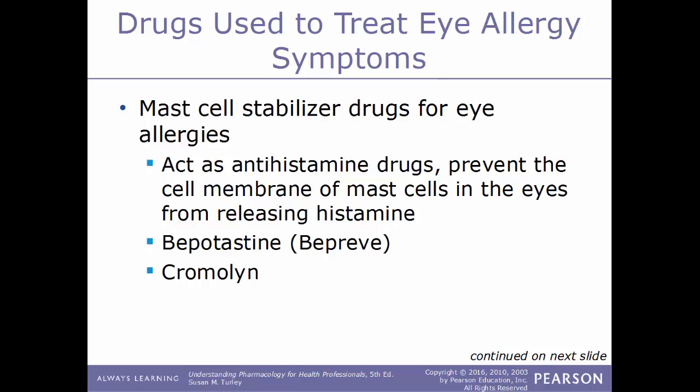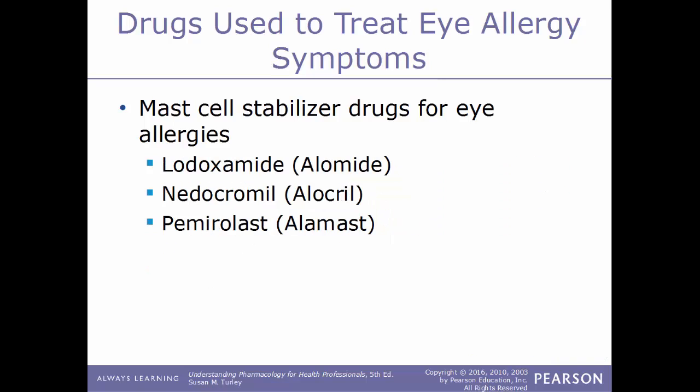Another type of drug that would be used to treat eye allergies are mast cell stabilizer drugs. And these act as antihistamine drugs because they prevent the cell membrane of the mast cells within the eyes from releasing histamines. Some examples of this type of drug: bepotastine, which is sold under the name Bepreve, and cromolyn. Other examples of mast cell stabilizer drugs: lodoxamide, which is sold under the name Alomide; nedocromil, which is sold as Alocril; and pemirolast, which is sold under Alamast.